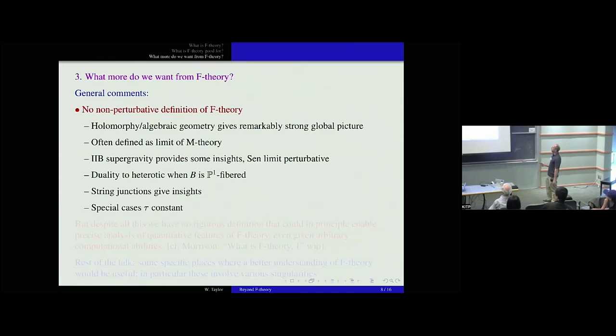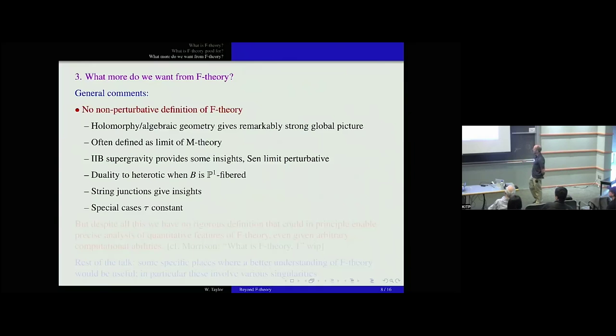There are many ways that people use to understand F-theory. As I said, holomorphy in algebraic geometry gives us a remarkably strong global picture. It's often defined as a limit of M theory. When I talked about fluxes, I was using that M theory framework. Type 2b supergravity provides insights. There's a beautiful Sen limit in which there are perturbative ways of analyzing the theory in certain limits.